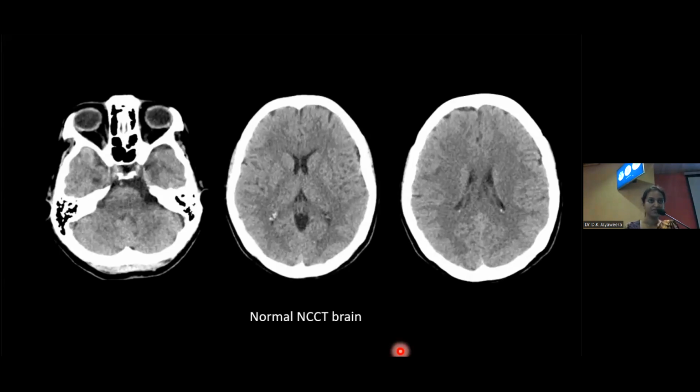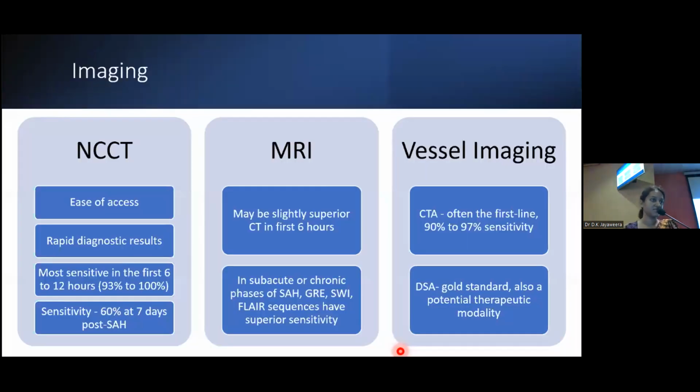Then I will use this opportunity to talk about imaging in SAH. As we have done, the first modality is the non-contrast CT, which is easy to access and will provide rapid results. But the caveat here is that the sensitivity will decrease with time, so the CT may fail to pick up blood as time goes on. We can use MRI, special MRI sequences, to pick out subacute or chronic blood. And also all patients with SAH should undergo vessel imaging.